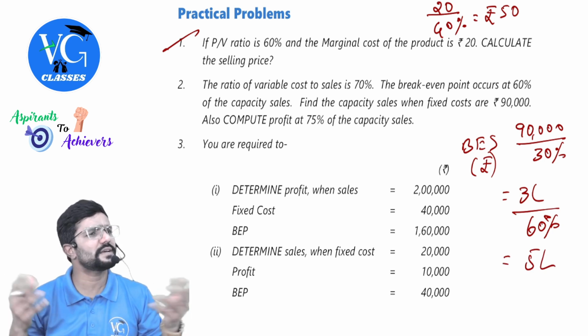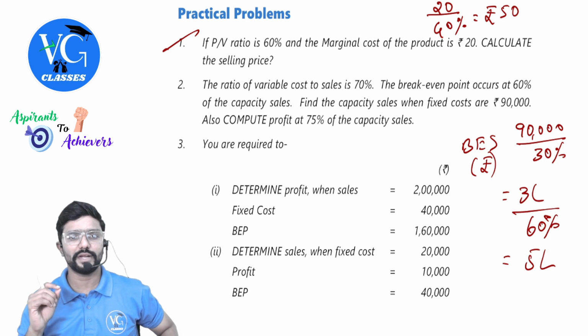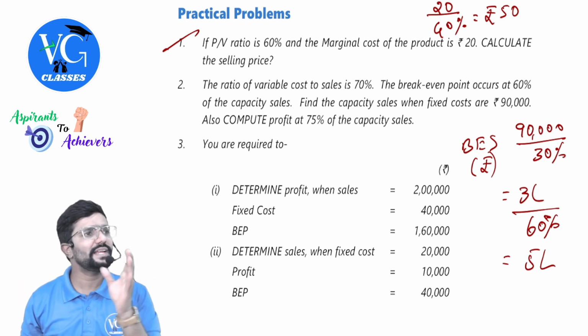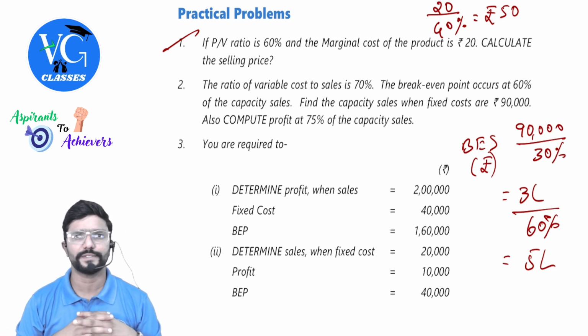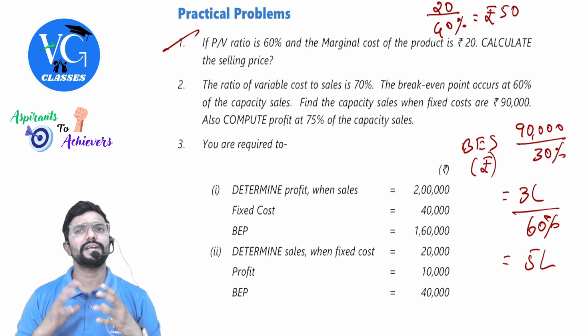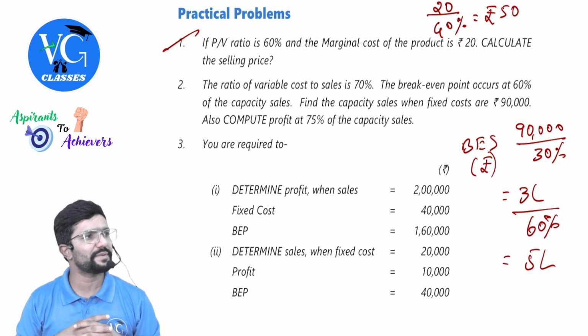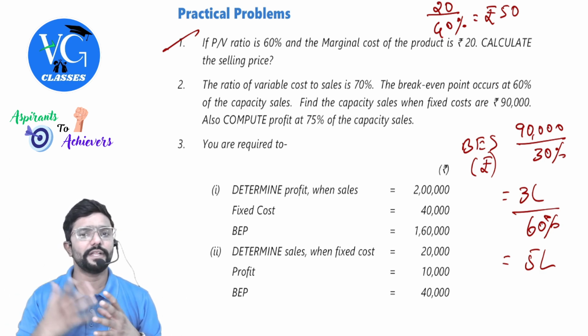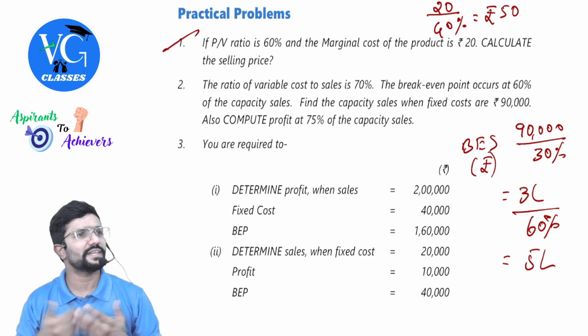What is this? Total sales or capacity sales? Then what else? Compute profit at 75% of the capacity sales. Now 5 lakh into 75%, assume this is the sales because this is capacity. Now let us assume my actual sales is 75% of this. 5 lakh into that. Then take contribution into 30% minus fixed cost. You will get profit.